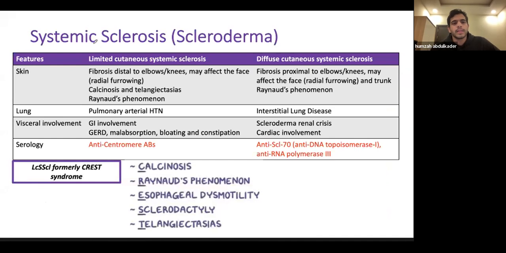Now here, what you're looking at is in limited, it's the CREST syndrome, right? And then the serology is anticentromere. And then we have the anti-SCL70 and the anti-RNA polymerase. Now they can also put the anti-SCL70 as anti-DNA topoisomerase, right? So you should know both of them because sometimes they like to trick you and put the other one. So definitely know the antibodies very well. Know which antibodies are for which disease, right? Because they do ask about it.